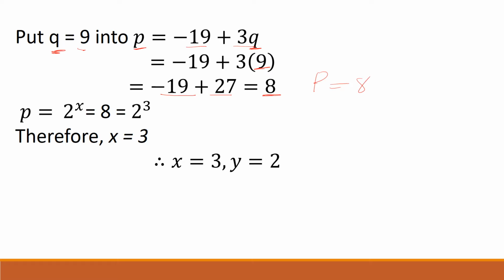Okay, so remember p represents 2 raised to power x. So we'll put 8 in index form and we have 2 raised to power 3, and that tells us that x is equal to 3. So x is equal to 3 in that simultaneous equation, and y is equal to 2. So these are the values of our x and y in the simultaneous equations.